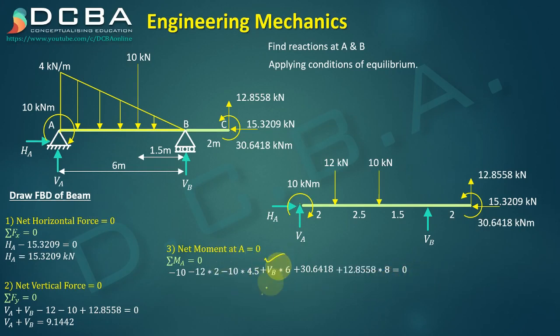Here the only unknown is VB. VB we can find out by solving this equation. VB will come out to be minus 9.08137 kilonewtons. Now you see that we are getting VB as negative. It means that the direction that we had assumed of VB, the upward direction, is incorrect. The true or correct direction of VB is downwards.